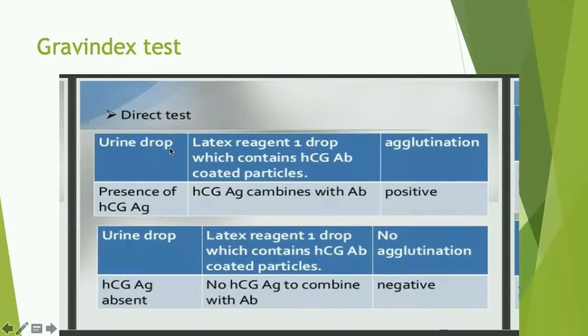You have a urine drop, you have HCG present there, and we add latex which contains HCG antibody. Now due to the presence of HCG antigen, this combines with antibody and we get agglutination, so it is a positive test. Remember, this is different from the agglutination inhibition test which was mentioned earlier, right? So this is the basis for the Gravindex test, which is very simple.